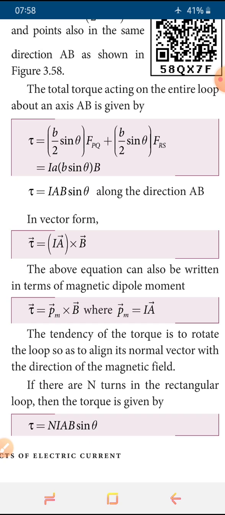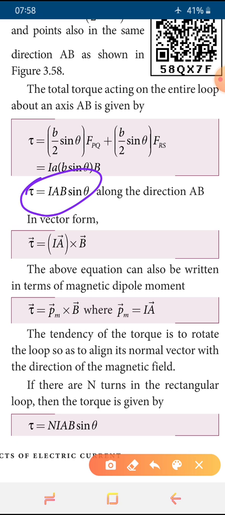Already we have written the formula for the magnetic dipole moment PM vector, that is nothing but IA vector. We have also proved this at the starting of this unit. Okay, IA vector, and the tendency of the torque is to rotate the loop so as to align the normal vector with the direction of the magnetic field. And this is for a single turn. If it is a single turn, we can use this formula. Suppose we have n number of turns, then the equation can be written differently; this formula is for a single turn.